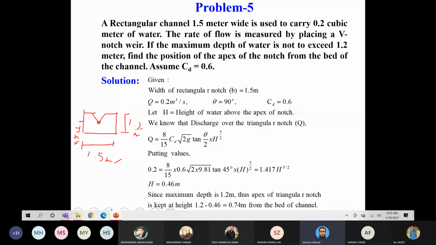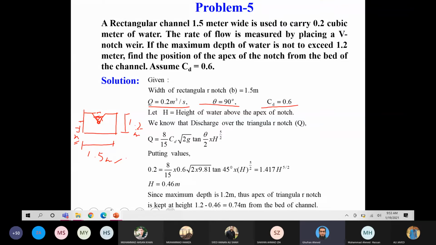एक रेक्टेंगुलर चैनल है जिसकी विड्थ 1.5 मीटर है और उसमें से पानी 0.2 क्यूबिक मीटर ऑफ वाटर फ्लो कर रहा है. ठीक है. Q is given. The rate of the flow is measured by placing a V notch. अब ये हमें कैसे पता चला? ये हमने V notch लगाई थी जिसका एंगल और CD हमें पता है. V notch, ये V notch है. इससे वाटर डेप्थ इधर है, ये सारा पानी इधर से फ्लो कर रहा है.